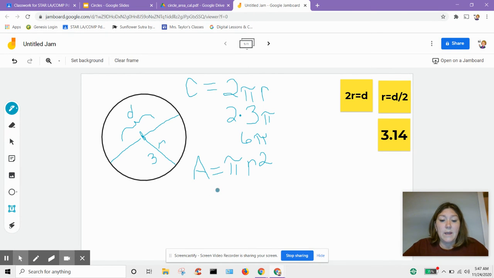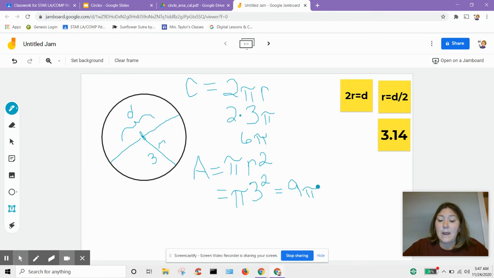So for this circle, the area of the circle would be pi r, and r we said was 3, so it would be 3 squared. And 3 squared, that's 3 times 3 is 9. Pi would be my answer.